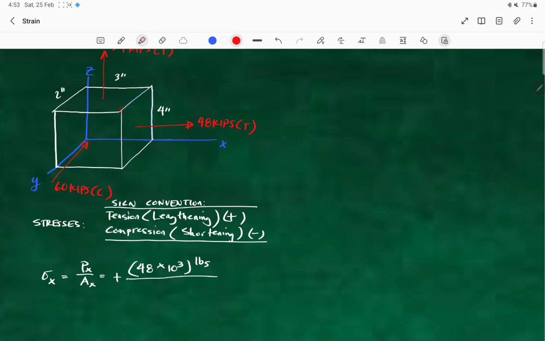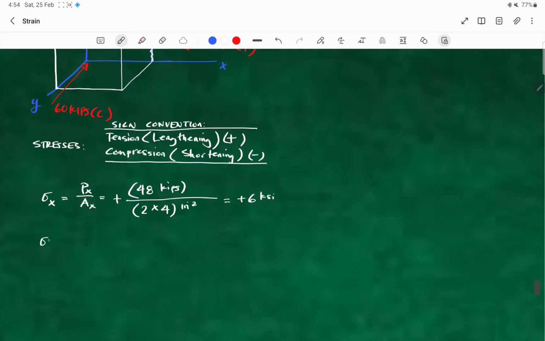So, we have this one. We know this is 2 inch. And this one is 4 inch. So, we have 2 inch by 4 inch. So, this is in inches squared. So, yung sagot nito is we have positive 6 KSI ko na lang to. Sabihin natin 48 kips. So, 6 KSI.